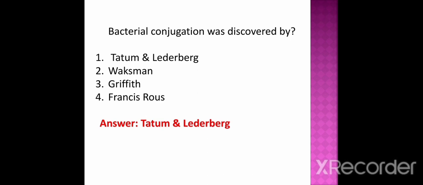So we have to know about what is bacterial conjugation. Actually, bacterial conjugation is the transfer of genetic material from one bacteria to another bacteria through the formation of conjugation tube.